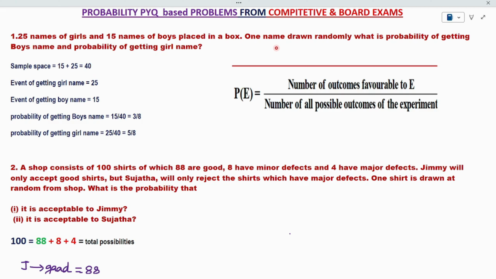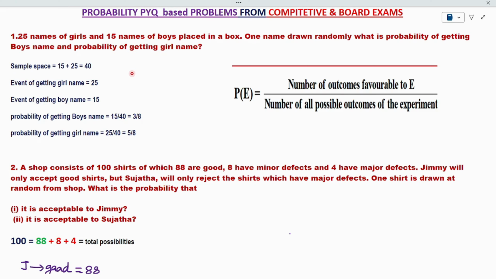I need to pick a paper. How many times can I pick a paper? If I draw only one paper at a time, I have a total of 40 papers, so I can pick 40 times. So 40 times is the maximum possibility I can pick the paper. So my sample space will become 40. Why? Because I have 15 names of boys and 25 names of girls in that box. So by picking out one paper at a time, I can pick 40 times. So my sample space equals 15 plus 25, which is nothing but 40.